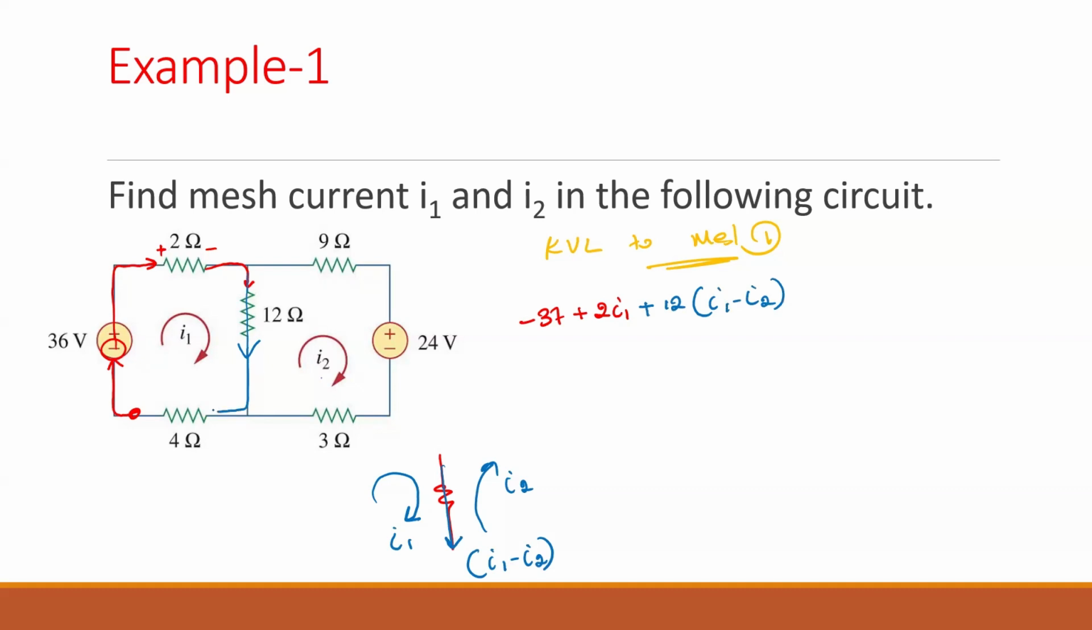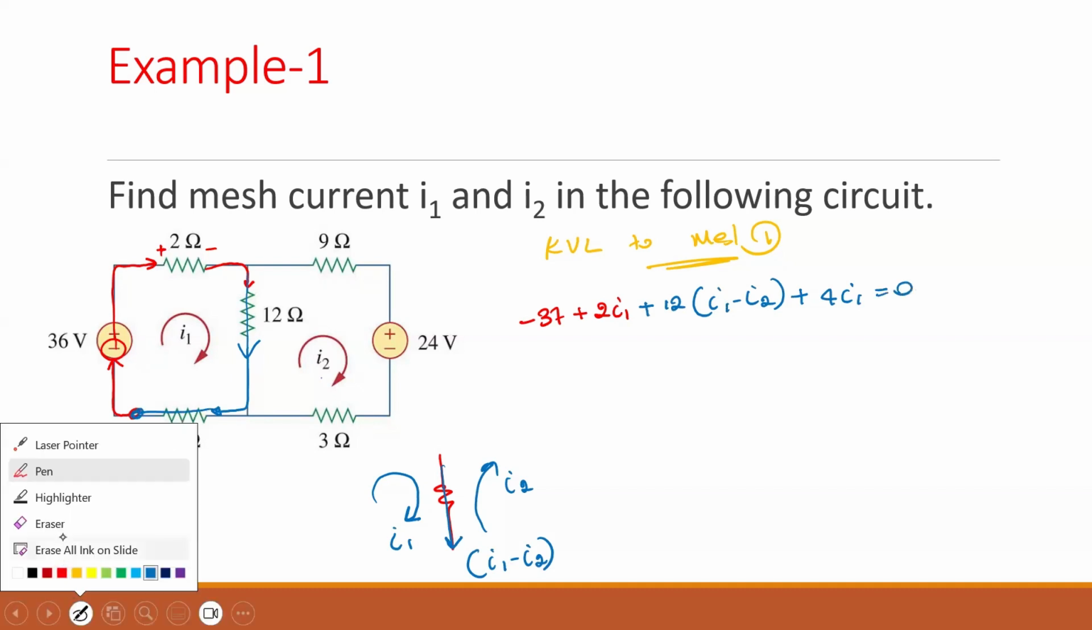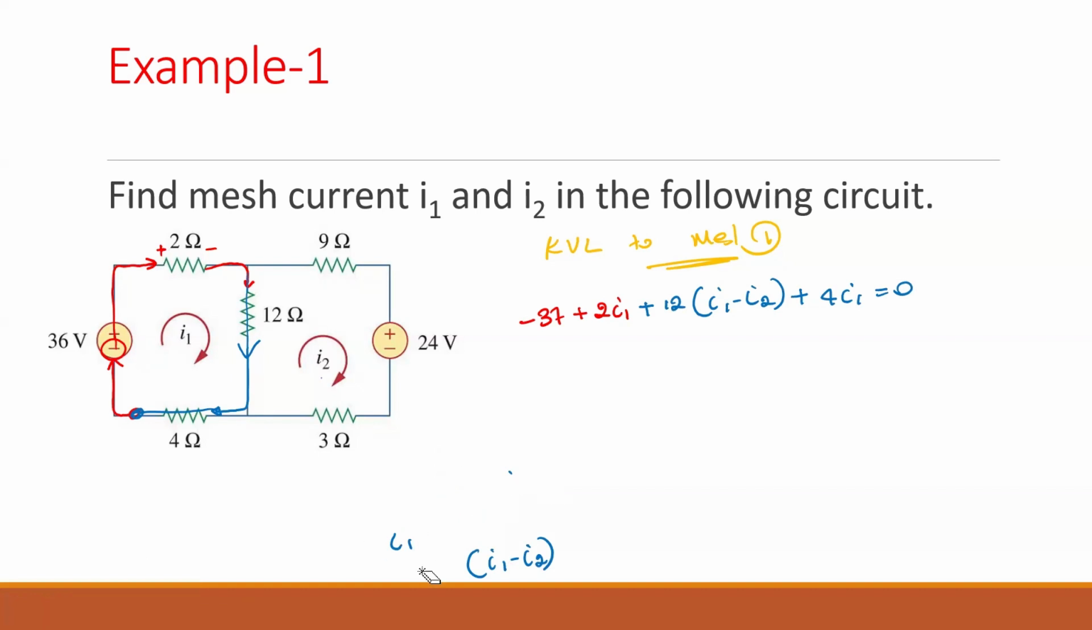Then I'm going to 4. That is plus 4 times I1, coming back to the start point, and this equals 0. So we simplify this. Are you okay with what I have done? Yeah. It's just that at the start it's meant to be negative 36, not 37. Yes, sorry, 36. That's right. Thank you.